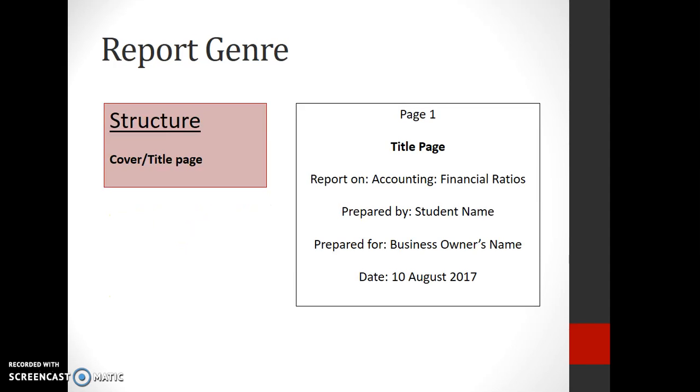So let's look at each section of the report. A cover page or a title page. As you can see, and as I suggested before, this little example is based on accounting, and it would be for a business manager or a business owner. So you can see the type of detail there that would be on a title page. This example is focusing on financial ratios, which is a particular senior accounting topic, prepared by your name. For a business owner, you would put the business name in there if it's referring to a particular case, a case study, for example.